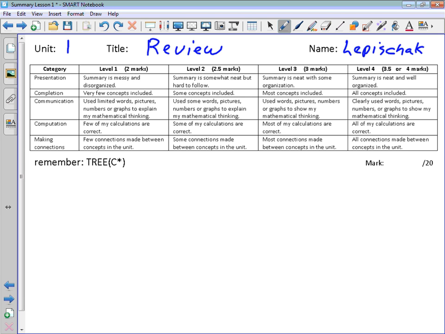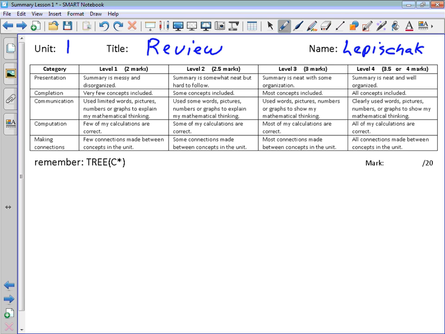Basically, presentation is how well organized it is. So if you list your topics clearly, it'll be well organized. Completion: if you have all of the topics in there, you'll probably get full marks on completion. Communication: you want to use words, pictures, numbers, or graphs to show your mathematical thinking. So that's partially your example and your explanation of the example.